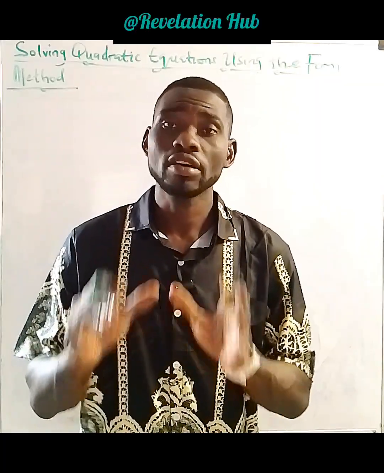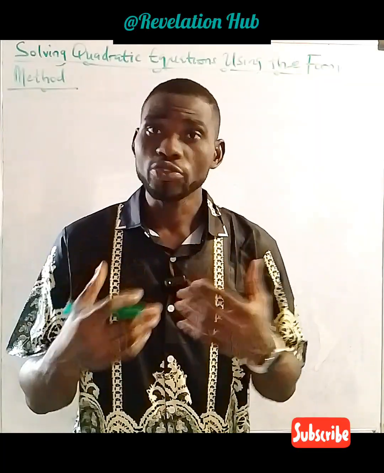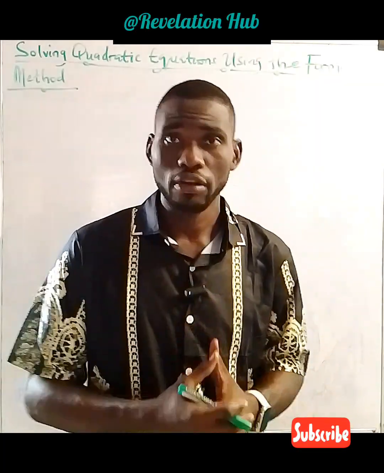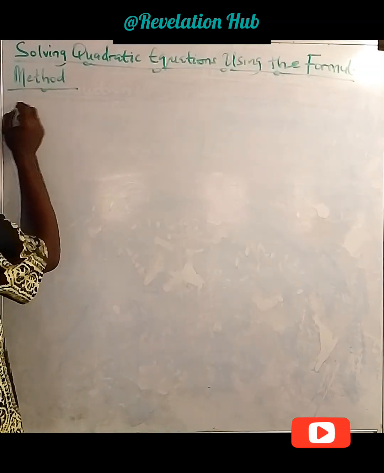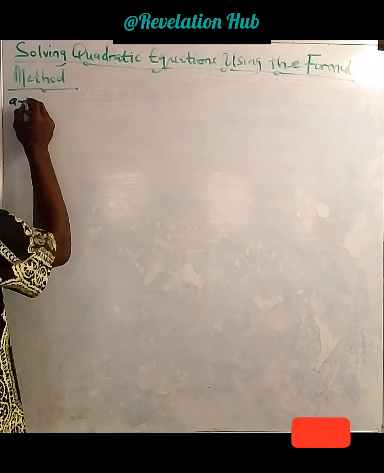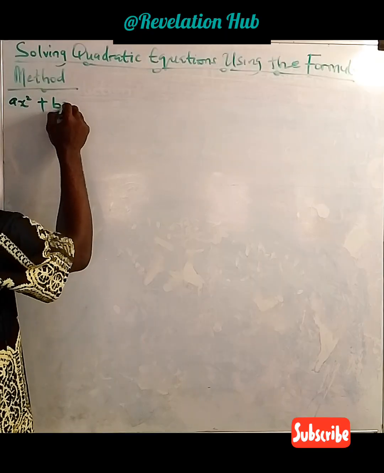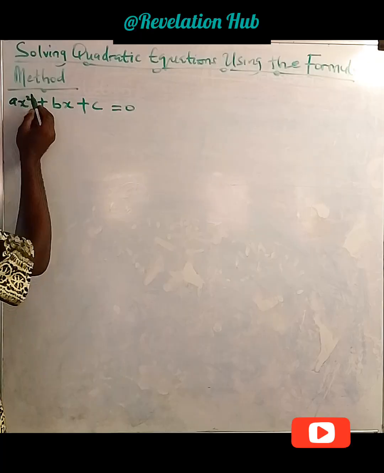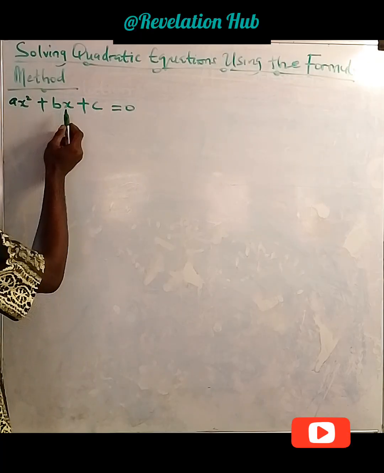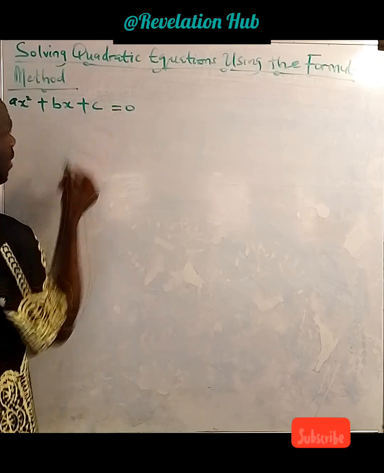Today we're going to be using the completing the square method to derive the almighty formula. So look at what we have. Here we have a quadratic equation, let's say ax squared plus bx plus c equals 0. As you can see, this x is power 2 right here, this x is power 1, and this x is power 0.